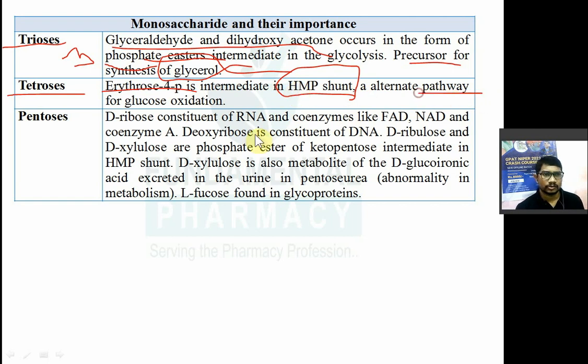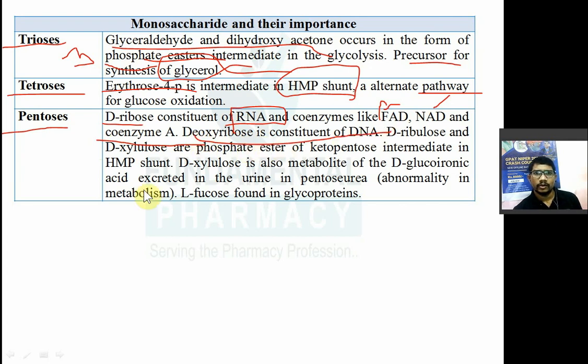Now pentoses, 5 carbon atom containing sugars. D-ribose is important for RNA. Ribonucleic acid has D-ribose sugar. It is a constituent of RNA and of various coenzymes like FAD, NAD and coenzyme A. Since they contain a nucleotide, ribose will be there. Deoxyribose sugar is also there, and it is a component of DNA.